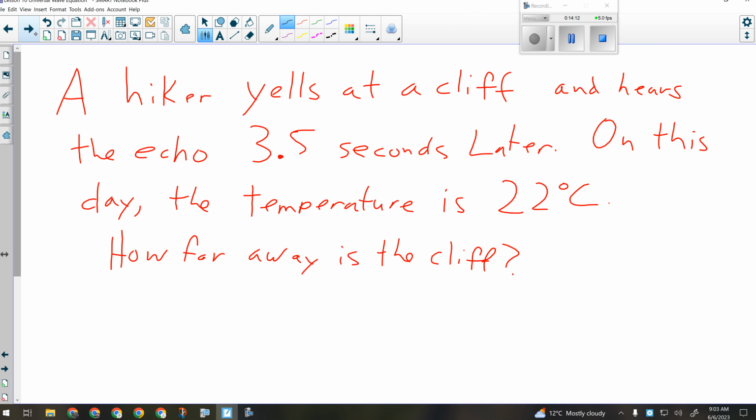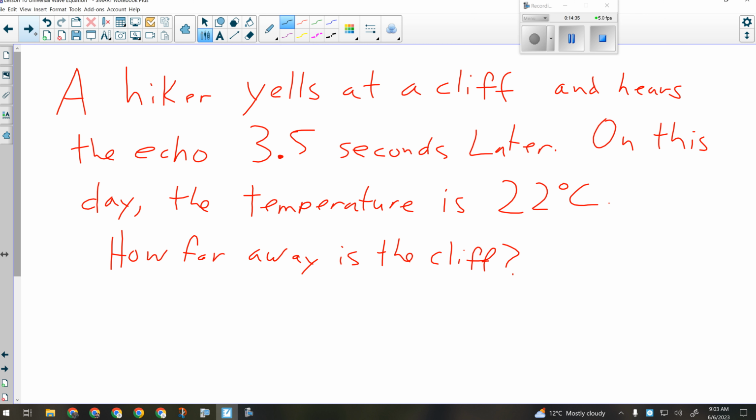This is the next contextual trick, but I want to see if you figure it out first. Okay, so a hiker yells at a cliff because, you know, cliffs get in the way, and that's frustrating. So, okay. They yell at a cliff, and they hear the echo 3.5 seconds later. On this day, the temperature is 22 degrees Celsius. How far away is the cliff?